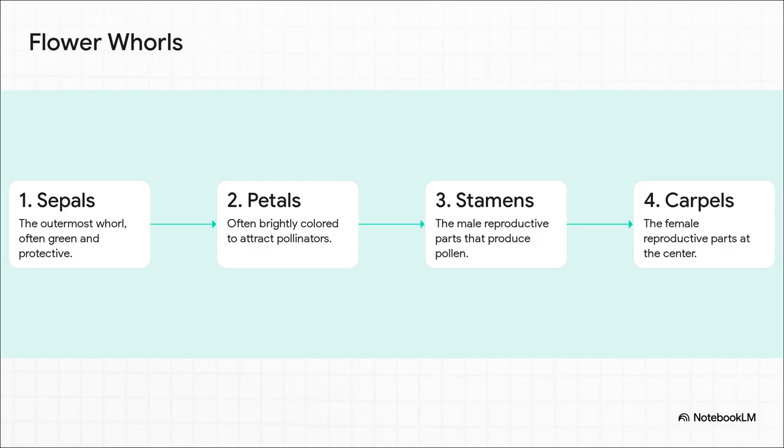So a standard flower is organized in 4 layers, or whorls, kind of like those Russian nesting dolls. On the very outside, you've got the sepals. These are usually green, and they protect the bud before it opens. Move 1 layer in, and you get the petals, which are often bright and colorful to attract pollinators like bees. Go another layer deeper, and you find the stamens. Those are the male parts that make all the pollen. And right in the very center, you have the carpels, the female parts that are going to eventually become the fruit.